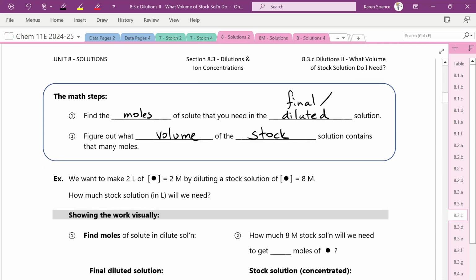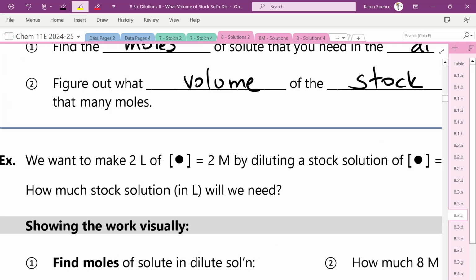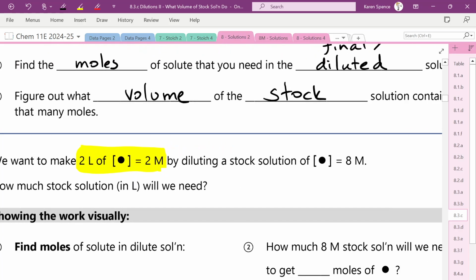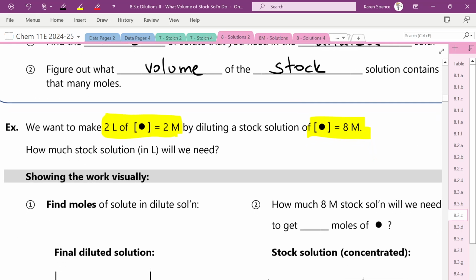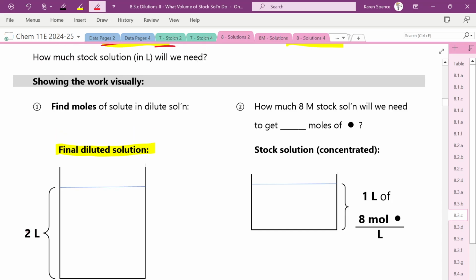So let's look at a visual example of this. We want to make 2 liters of the little dots, 2 molar. And our stock solution is 8 molar. So let's take a look. Here is our final diluted solution, and it's going to be 2 liters of 2 molar. So here we have 2 liters. And here I'm going to show the division between each liter. We have 1 liter and 1 liter.